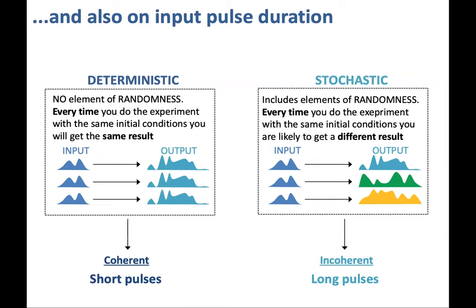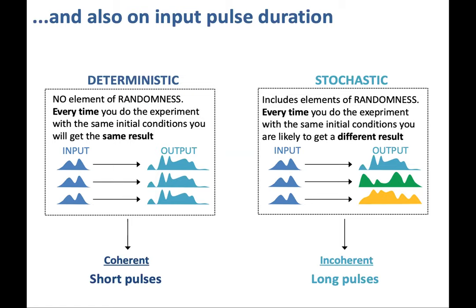Not only do the ultrafast dynamics in optical fibers depend on the sign of the dispersion, but they also depend on the input pulse duration, so the duration of the pulse that you inject into your fiber or waveguide. And depending on the pulse duration, the dynamics can be deterministic. That is, there is no element of randomness in your system. Each time you inject a pulse with identical input parameters, the dynamics will lead to an identical spectrum or temporal profile at the fiber output. So in other words, these dynamics are coherent and they are observed exclusively for pulses which are said to be short. And by short here, I mean typically a couple of hundred femtoseconds or shorter.